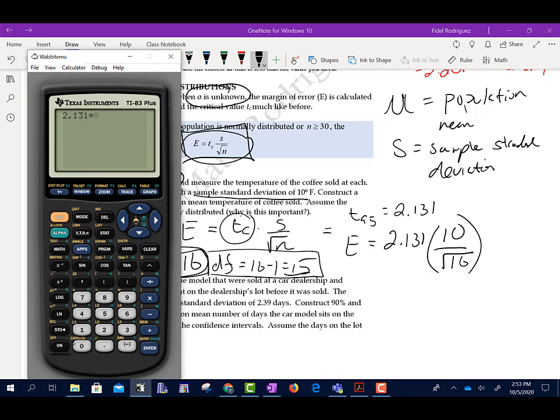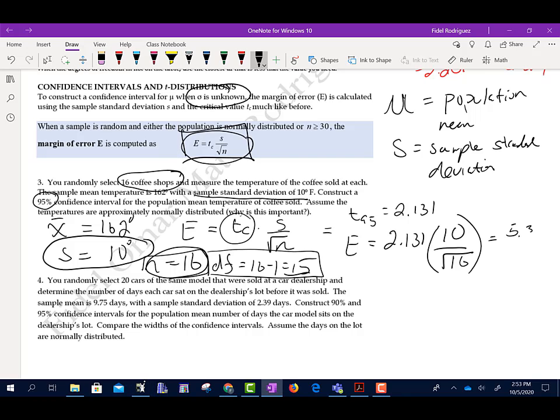2.131 times 10 divided by the square root of 16, close off my parentheses, and I'm coming up with 5.32. I'll go to 3 decimal places: 5.328. So here is my error. Now I'm going to draw a picture.